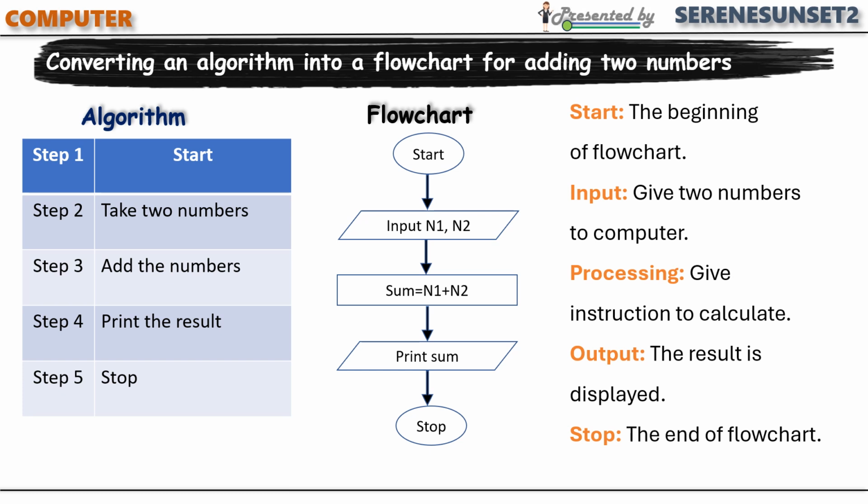Start: the beginning of the flowchart. Input: give two numbers to the computer. Processing: give instructions to calculate. Output: the result is displayed. Stop: the end of the flowchart.